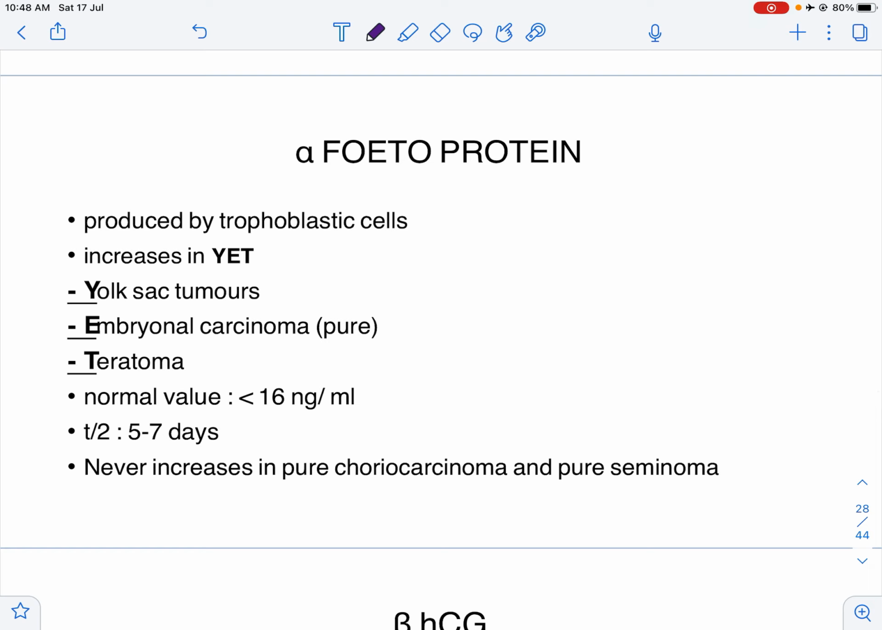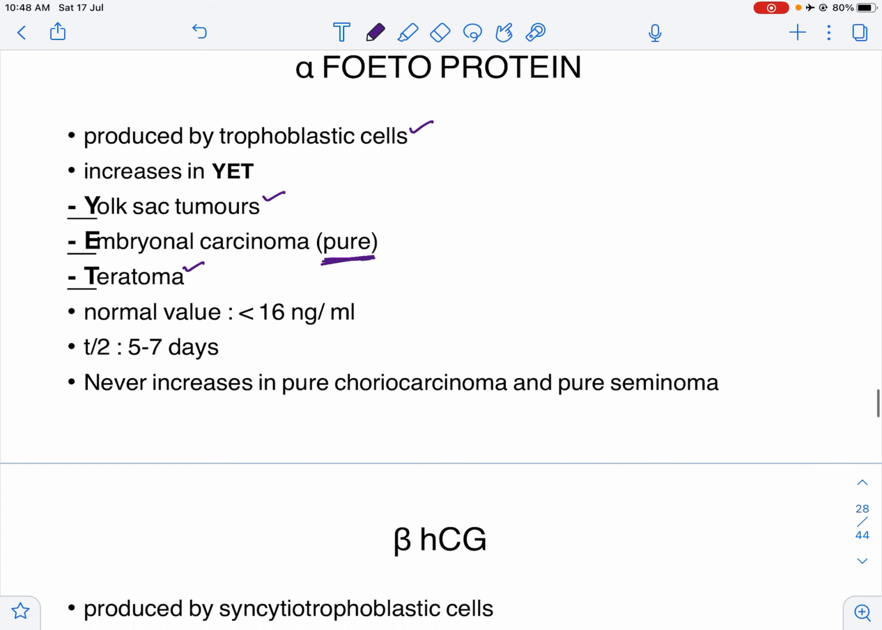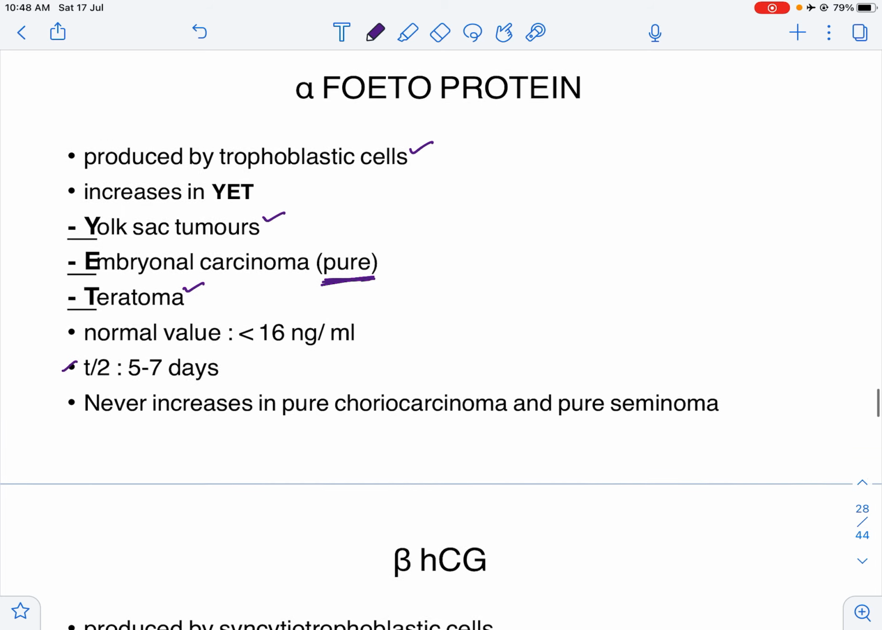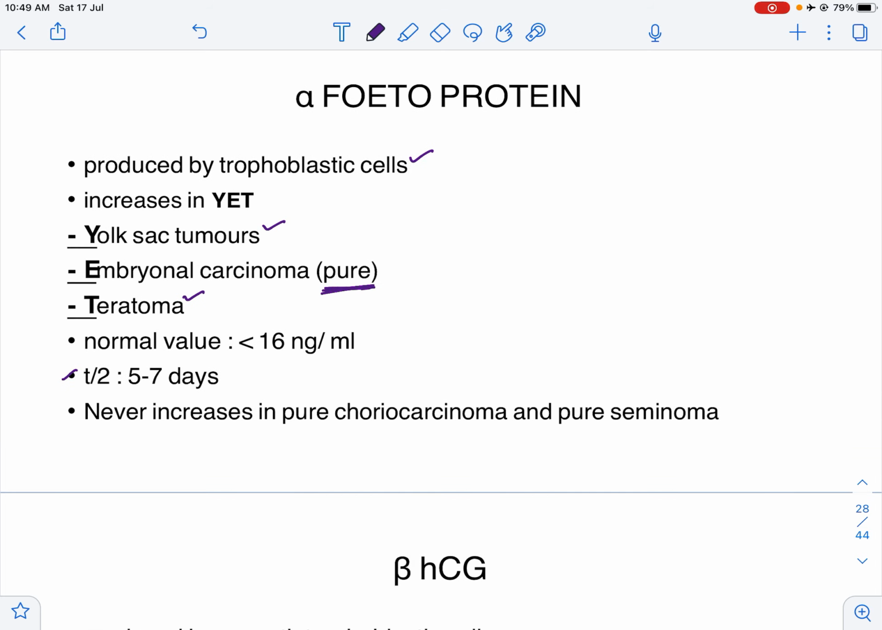Alpha fetoprotein is produced by trophoblastic cells. The alpha fetoproteins are increased in tumors which can be remembered by the mnemonic YET, where Y stands for yolk sac tumors, E stands for pure embryonal carcinoma, and T for teratoma. The normal value of alpha fetoprotein is less than 60 nanograms per ml, and it has a half-life of 5 to 7 days. This tumor marker is increased in yolk sac tumors, pure embryonal carcinoma, and teratoma. It never increases in pure choriocarcinoma and pure seminoma.